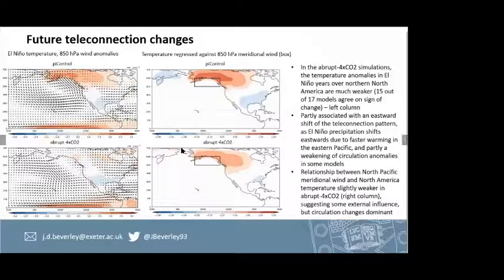And what we show on the right here is the regression of the surface temperature against 850 hectopascal meridional wind averaged in this box here for the control and abrupt 4xCO2. And while this relationship does get slightly weaker in the future, it still suggests that the wind anomalies over the North Pacific are the main driver of the temperature anomalies over northern North America.